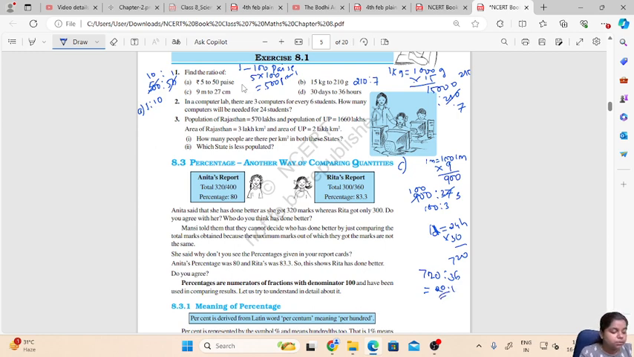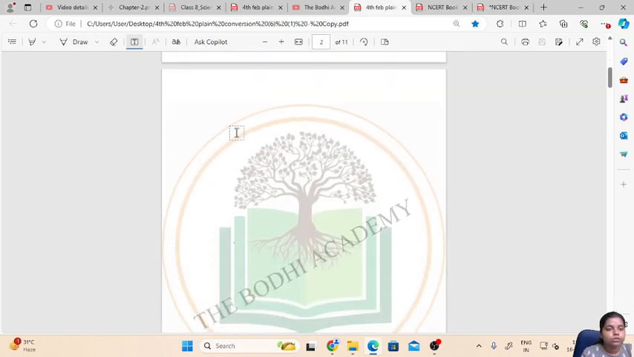So here in a computer lab, we have to find there are 3 computers for every 6 students. How many computers will be needed for 24 students? That we will solve over here. So 3 computers for 6 students are required. How many computers are required for 24 students? That we have to find out.